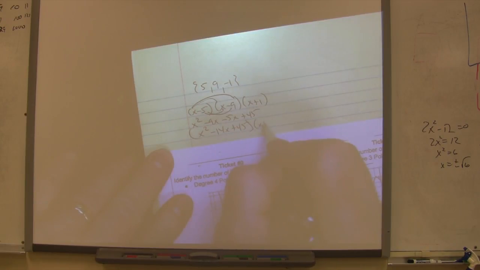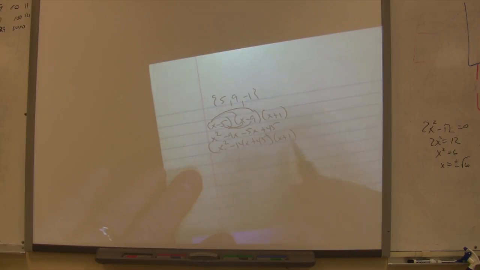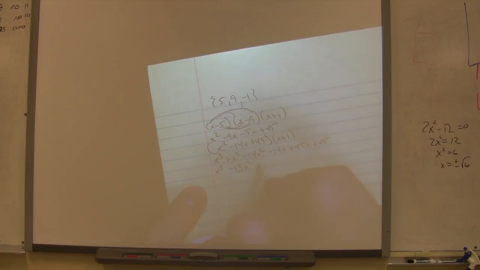And now I'm going to multiply that by x plus 1. So now x squared times x is x cubed. X squared times 1 is x squared. Negative 14 times x is negative 14x squared. Negative 14x times 1 is negative 14x. 45 times x is 45x, and 45 times 1 is 45. Combine our like terms, x cubed. X squared minus 14x squared is a minus 13x squared. Minus 14 plus 45 is a plus 31x. And then we have plus 45. And so that would be our function.